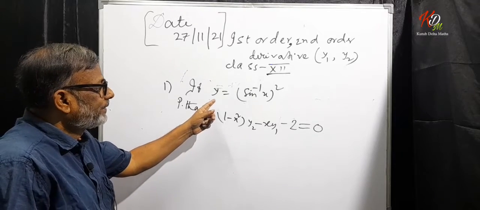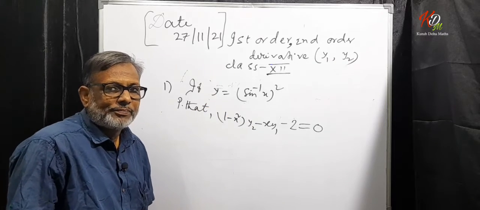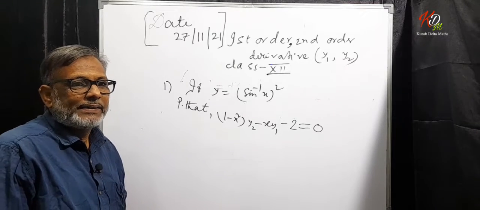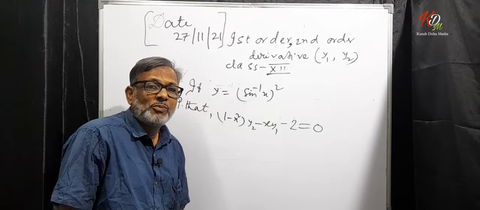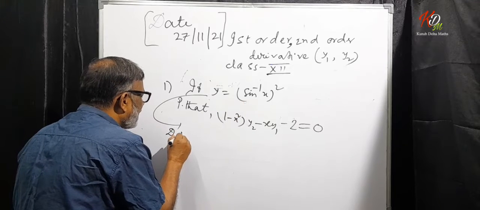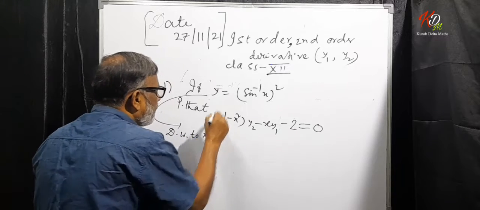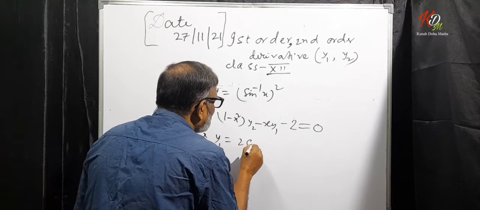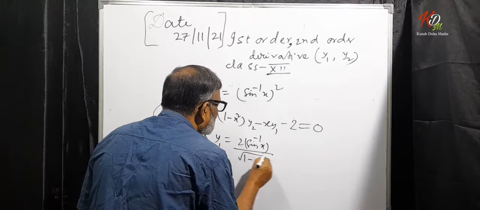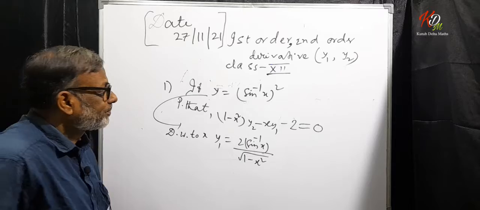Separately, you could find out y1 and y2 and put them in, but this process is not appropriate because it takes a long time. So the process will be differentiating with respect to x. We have y1 equal to 2 sin inverse x by root under 1 minus x square.